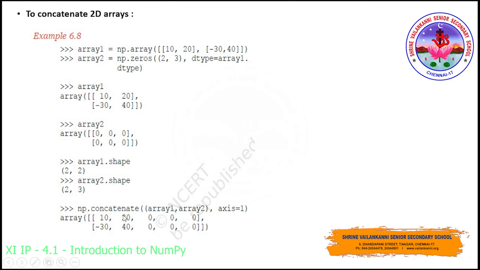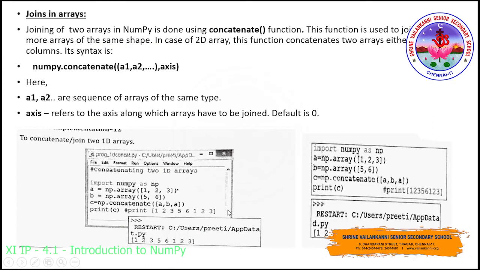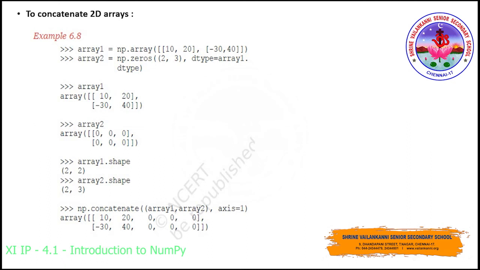So np.concatenate of array1, array2, axis equal to 1. If I provide this, everything will be arranged row wise. So see here, axis helps you to specify whether you want the elements to be displayed row wise or column wise, and the default axis value is 0. So if I give array1, array2, what happens? Axis equal to 1 they have provided.